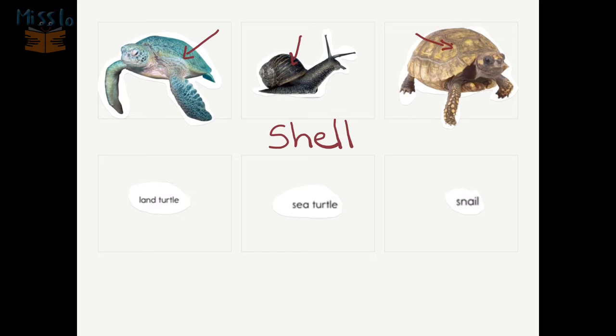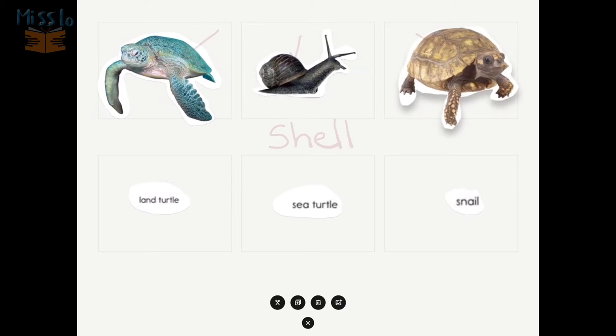And what animals can we see here? We have a sea turtle, a snail, and a land turtle. Okay, see the difference between the sea turtle and the land turtle? Can you see the difference there? Okay, with the land turtle, that is this one here, we can see that he has legs. On the other side, the sea turtle has flippers. So he can swim. The sea turtle swims and the land turtle walks. Okay? And they are protected with a shell.